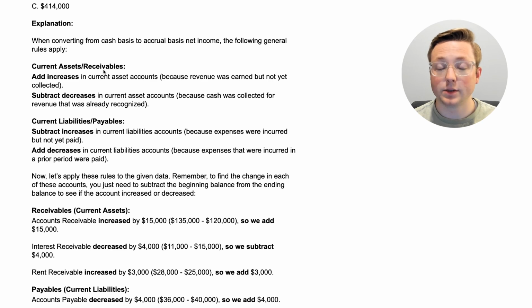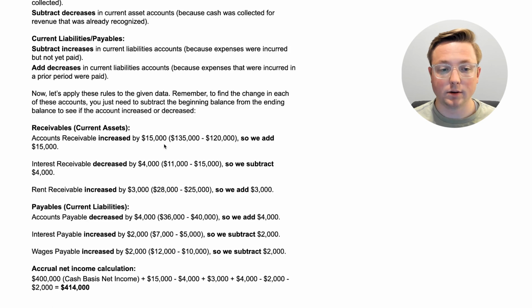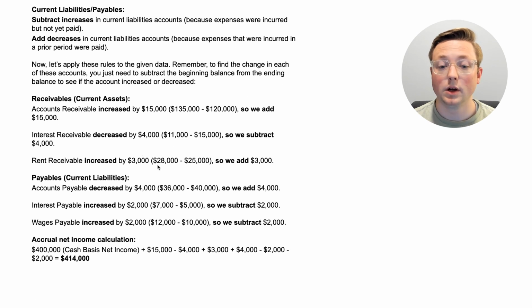For current assets and receivables, when you're converting from cash to accrual, you add increases in AR, you subtract decreases in AR. So that one's kind of straightforward. But for liabilities, you subtract the increases and add the decreases. Okay, now that we know how to do that, and again, you can apply this rule pretty much always for cash basis to accrual, let's go down here and apply it to the rest of this.